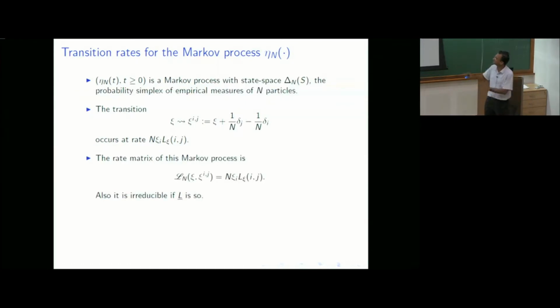j. So the rate matrix for this Markov process, which is specified here, is this: L_n of a transition from xi to xi^{ij} is n xi_i multiplied by L_xi(ij). If L bar, the set of allowed transitions, is irreducible, so is this. That's something that one can easily show.